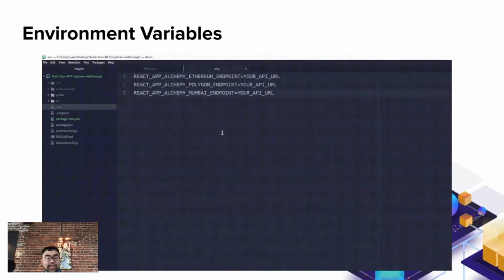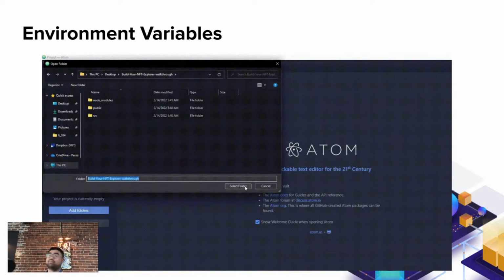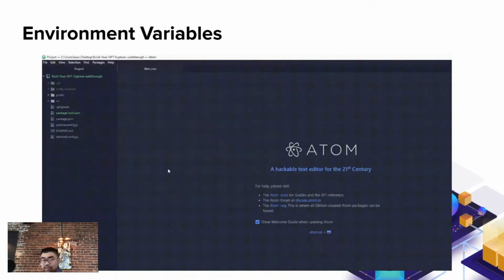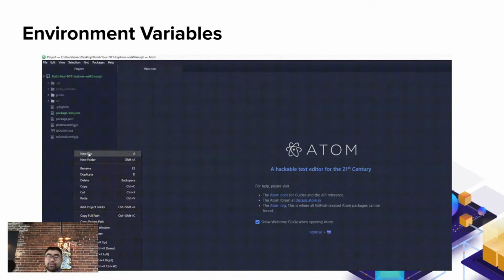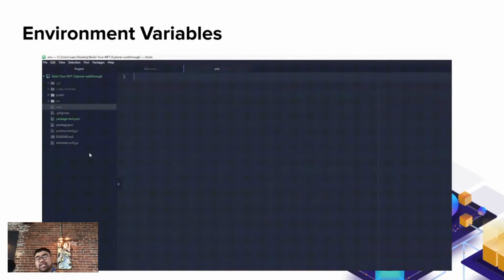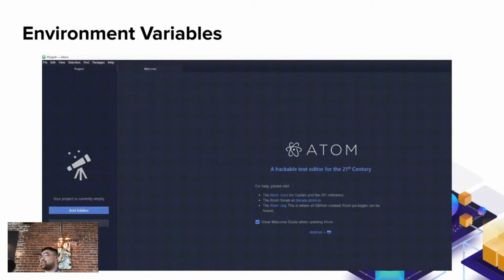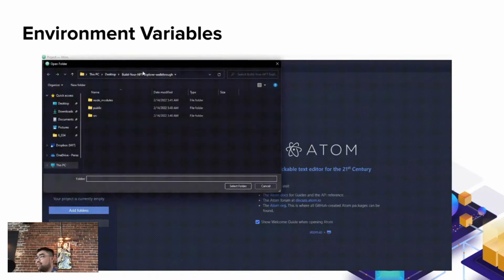Awesome. So in terms of creating your .env file, if you don't know, all you're going to be doing is navigating to your root directory. In this case, it's Build Your NFT Explorer walkthrough. You're going to create a file and name it .env. Then you're going to go back to the GitHub page, copy those 3 lines of environment variables, and plop them right there. That's it for environment variables. Notice that there is no real URL. That's the next step, where we're going to grab the actual endpoints themselves.